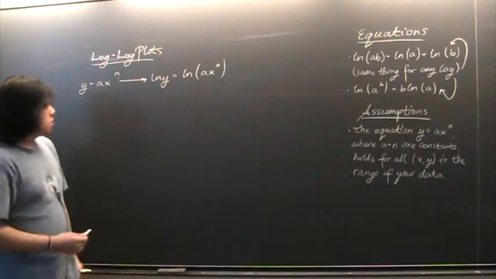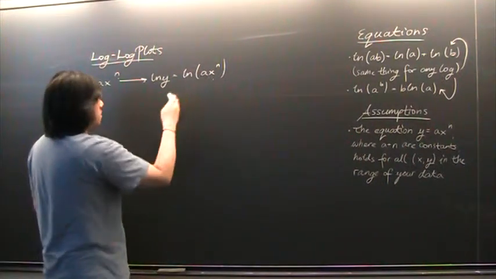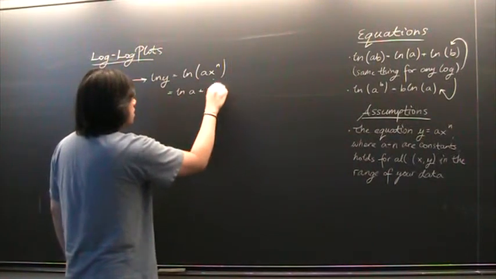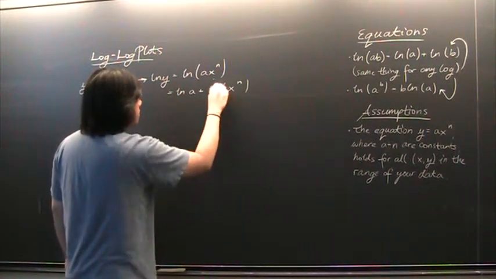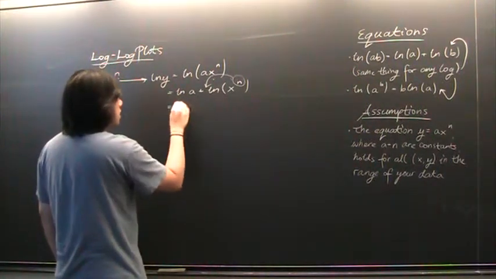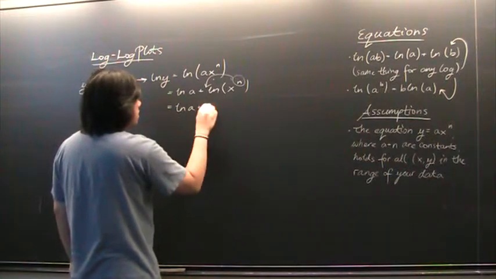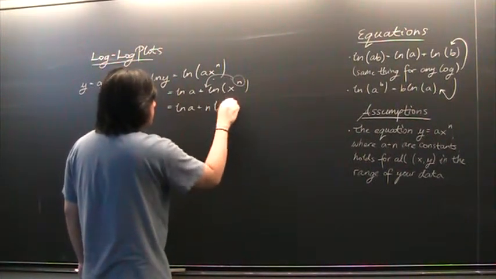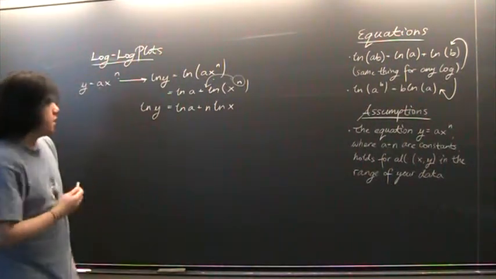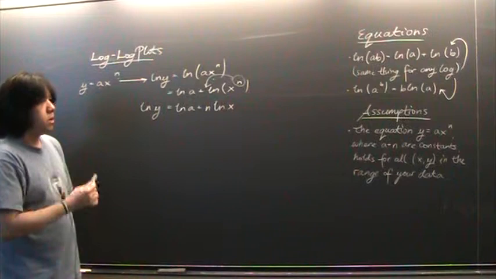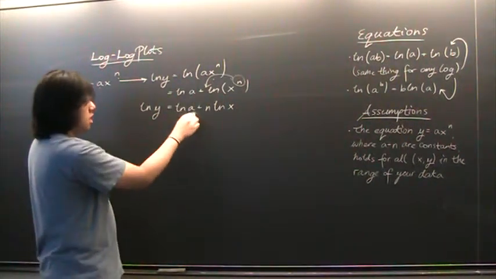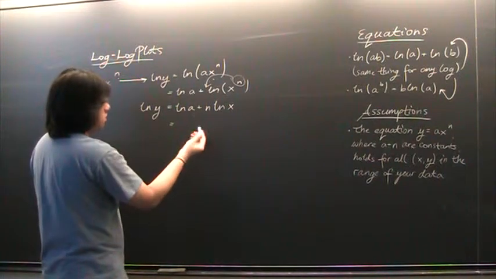So if we do things in that order, we can separate this up into ln of a plus ln of x to the n, and then move the power down to give us ln of a plus n ln of x. And why do we bother doing this? Well, if we look carefully, this is the form y equals mx plus b. A is a constant, so ln of a is a constant. So let's call the constant b.